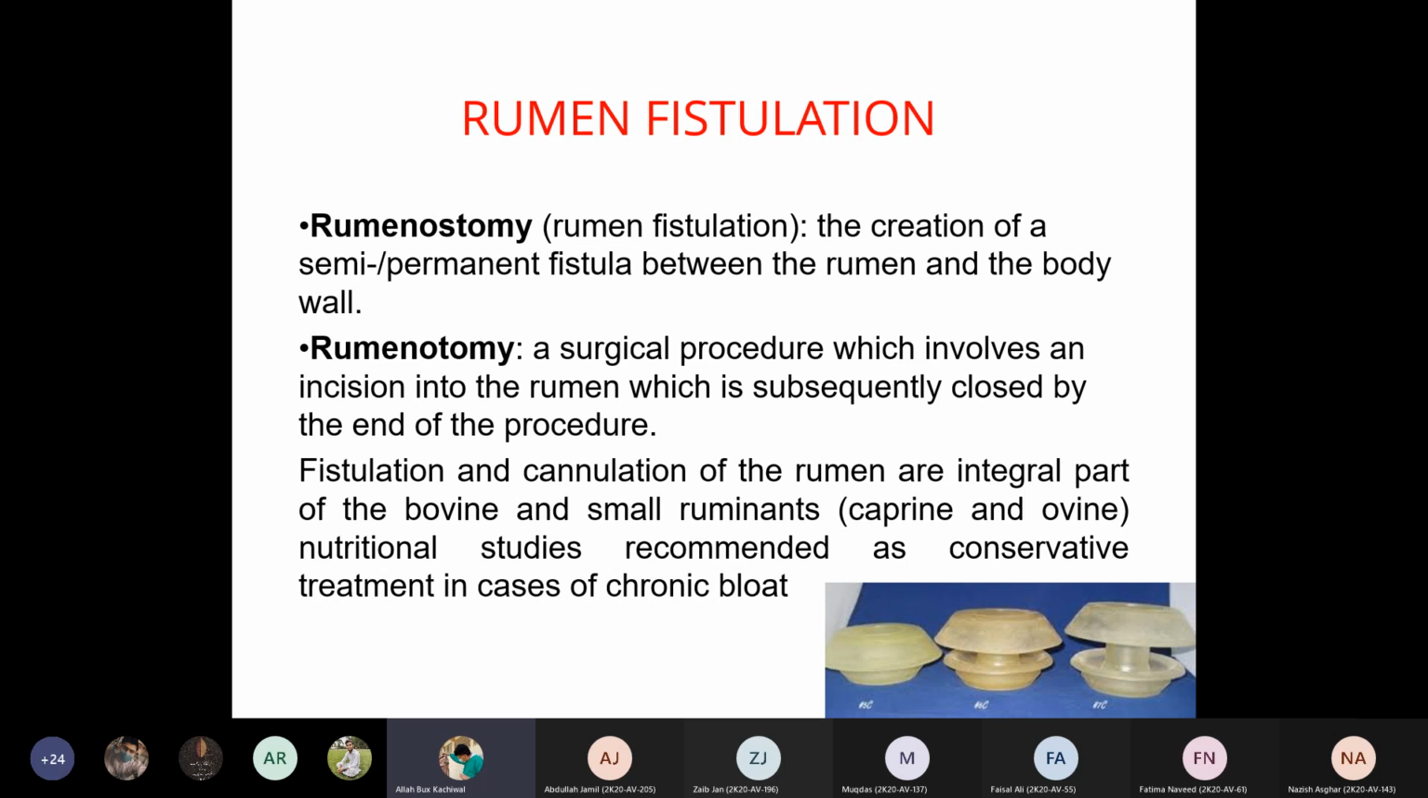Fistulation and cannulation of the rumen are an integral part of nutritional studies in bovines and small ruminants, caprine and ovine. It is also recommended as a conservative treatment in cases of chronic bloat. Chronic bloat does not occur when you are applying a fistula or a cannula, so this is one of the treatments for chronic bloat as well. And frequently, if there is any bloating or tympany arising in ruminants, it can be resolved by applying a cannula.